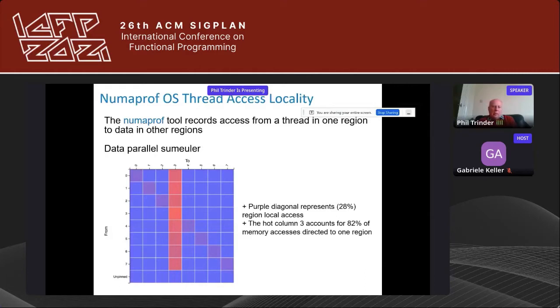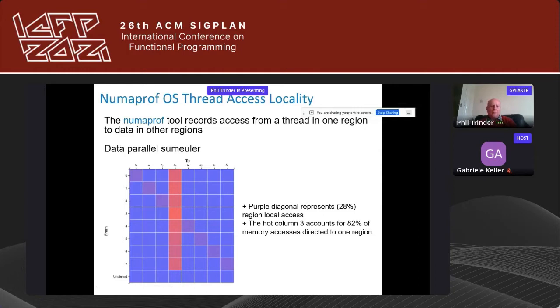So the next thing we did was to use the NumaProf tool, which is available. It's an operating system level tool, and we set out to study the access from threads in one region to memory residing in a different region. And so what that gives you is an n by n matrix. In fact, there's an unpinned row here as well. So some threads are not pinned to any given Numa region.